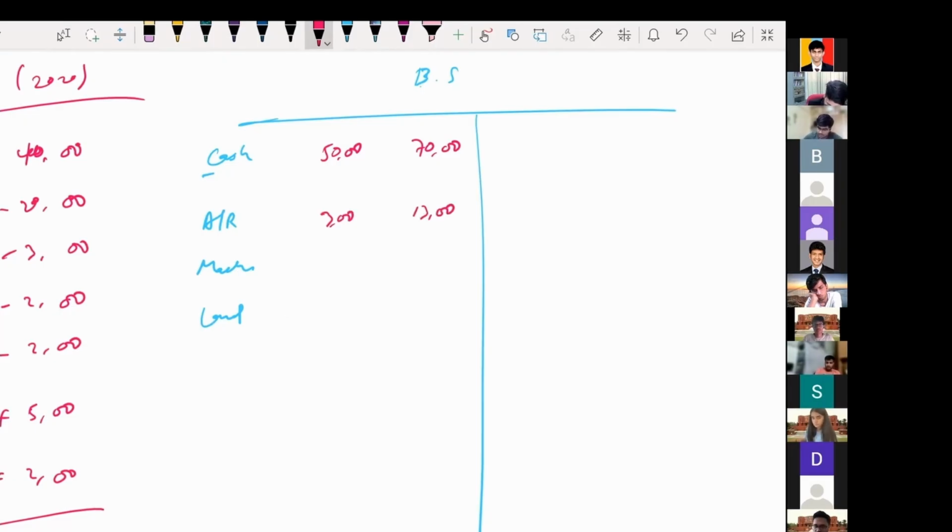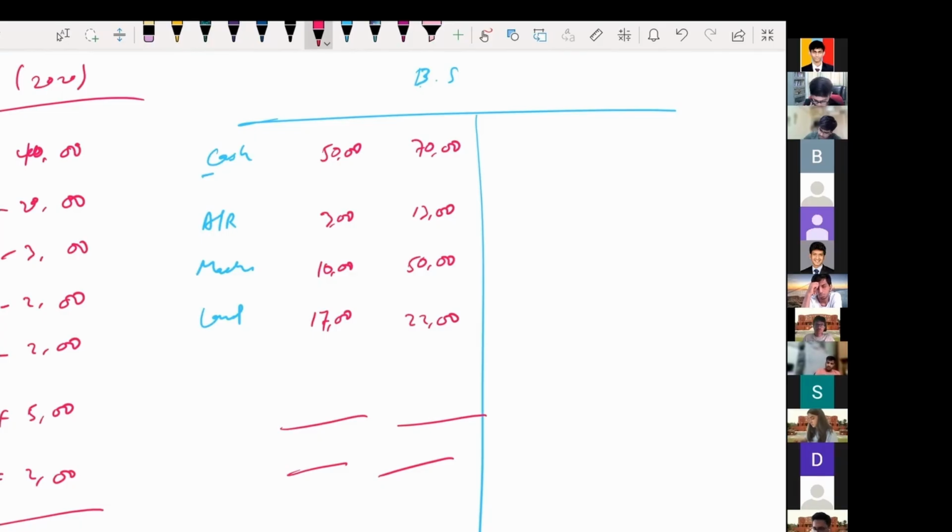Okay, machinery, earlier it was, let's say 10 lakh rupees, and now it is rupees 50 lakh rupees. Okay, and land, so that the numbers are a bit simpler to add. Let us say land is 17 lakh rupees earlier, and now it has gone up to, let's say 22 lakh rupees. Okay, एक बार ऐड करके बता दो दोनों. Let's say this one is 2019 का number, 2019, and this is 2020.